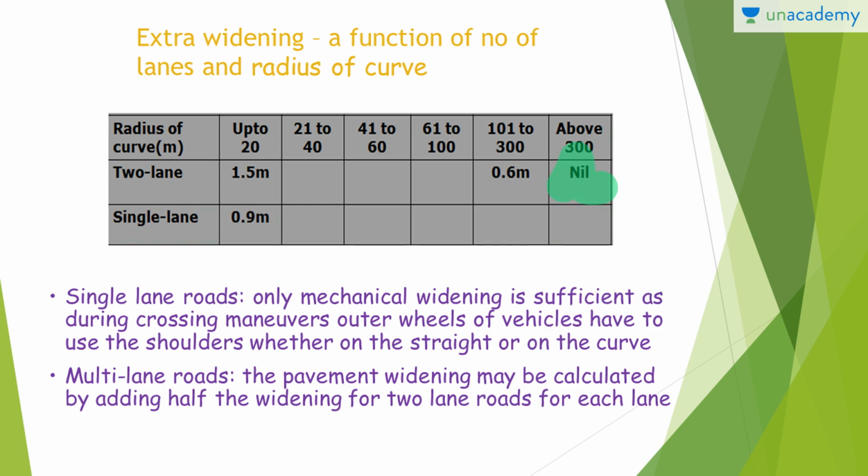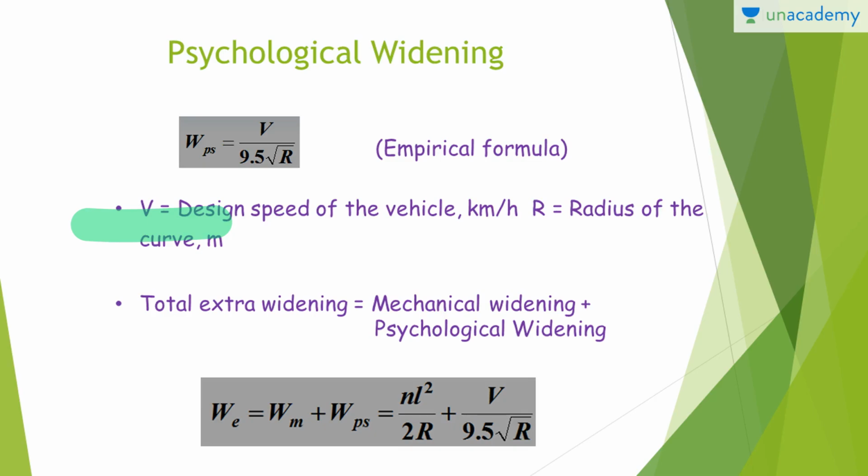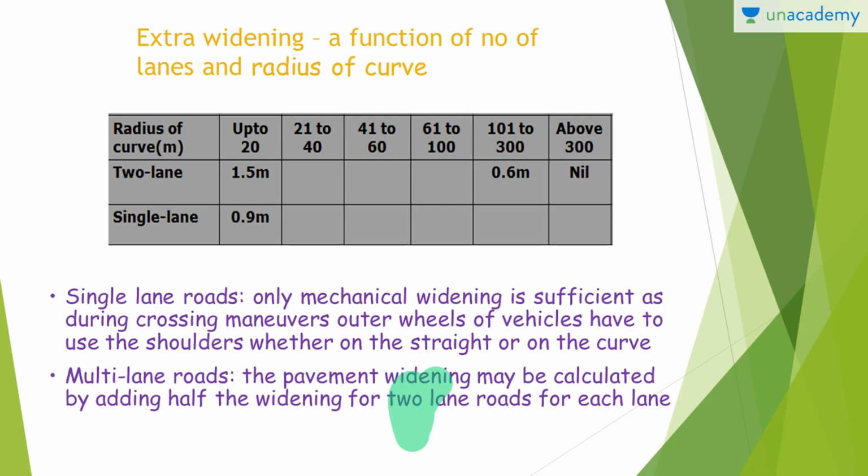Also you can see that if you move downward, the extra widening decreases. This is because for 2 lane n is equal to 2, for single lane n is equal to 1, and total widening is directly proportional to n. Therefore, as we move downward in this table, the extra widening decreases. Now, single lane roads. Only mechanical widening is sufficient, as during crossing maneuvers, outer wheels of vehicles have to use the shoulders, whether on the straight or on the curve.